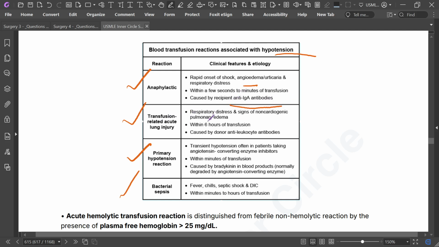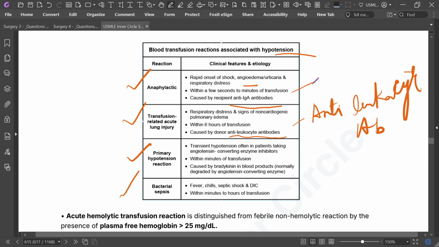TRALI happens within 6 hours of the transfusion, caused by anti-leukocyte antibody. TRALI is anti-leukocyte antibody, and anaphylactic is anti-IgA. So anaphylactic is anti-IgA antibody, and TRALI is anti-leukocyte antibody.